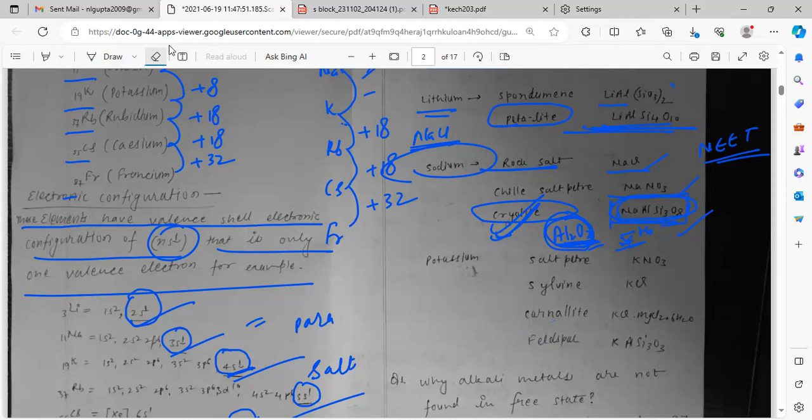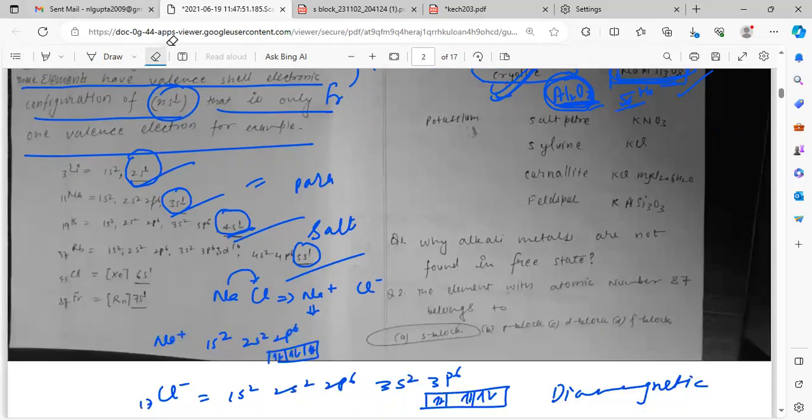Now see potassium. This is saltpeter. Saltpeter is KNO3. Rest no need to. Okay, feldspar is there, KAlSi3O8. Carnallite is also there: KCl, MgCl2, 6H2O. Sylvine is there, KCl. You know, I think these questions were asked in the NEET exam.